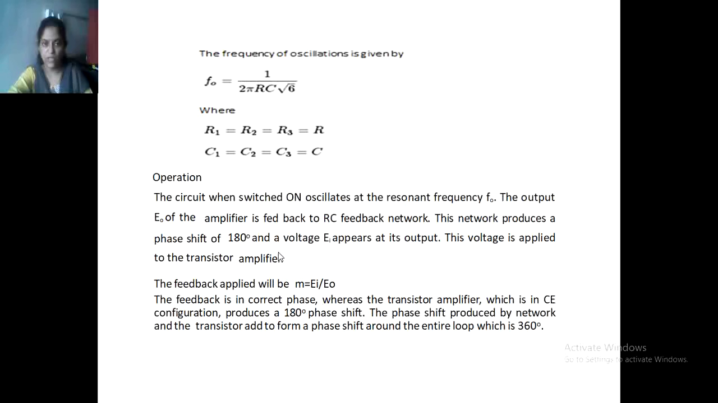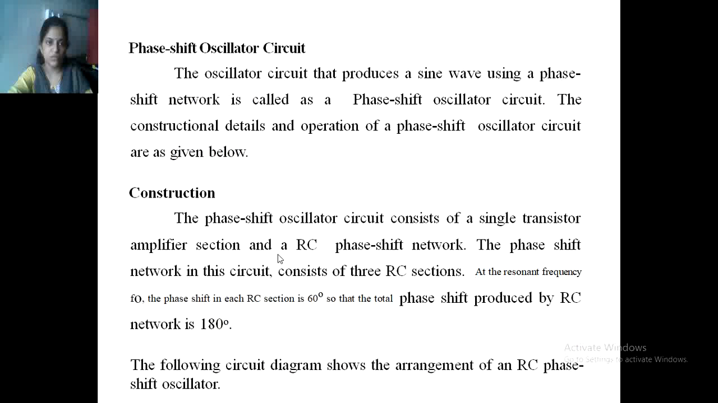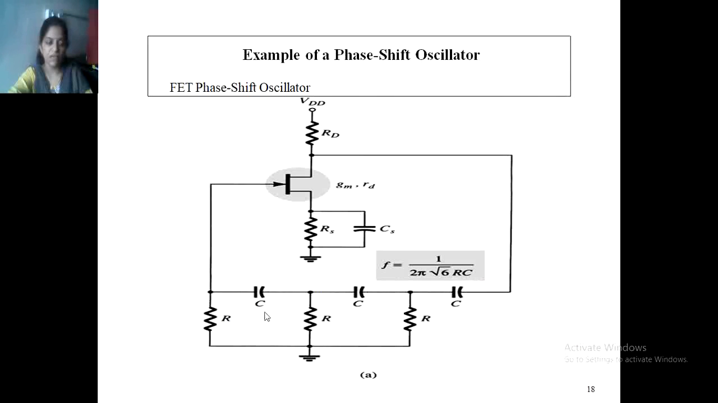But now we have seen the phase shift oscillator, which contains resistance and capacitance. If it has three stages of RC, it will produce 60 degrees, 60 degrees, 60 degrees, that is, an overall 180 degree phase shift.